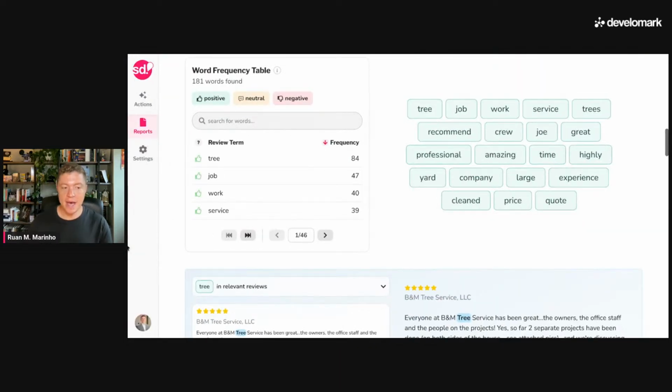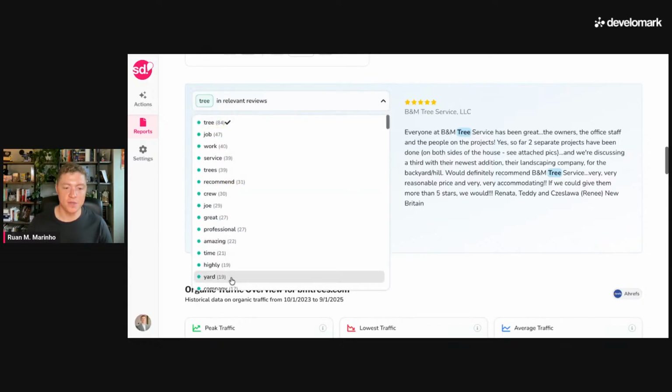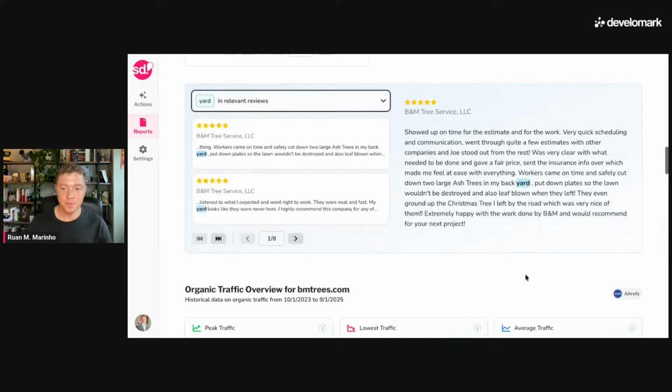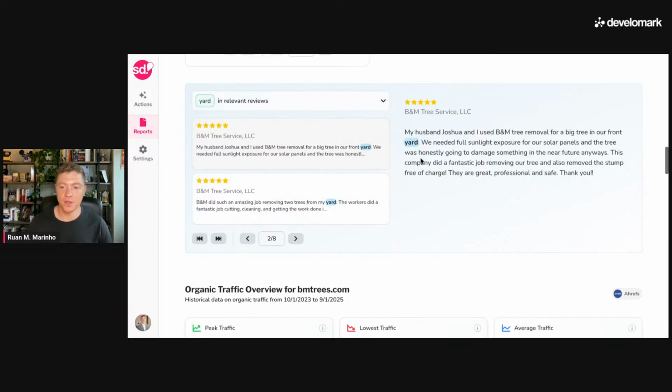Now, if I did not know the context of these words, I may want to use the sentiment and take a look deeper. So in this case, I want to go ahead and see how they're mentioning yard, because that is one of the only ones that I was not clear. So users are talking about it in their backyard. Users are talking about that their yard looks like they were never here. So I may want to take some of those quotes and actually copy those quotes and utilize them in their marketing. I'll take a look at another one, big tree in the yard, trees from my yard. So yard seems to be a lot of the keyword phrase here. We had a forest situation in my backyard.